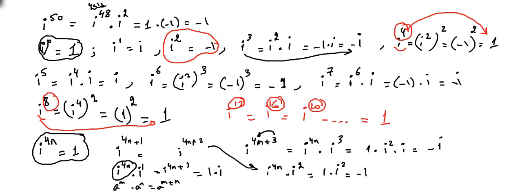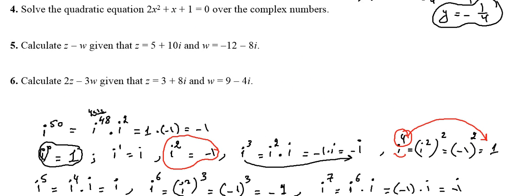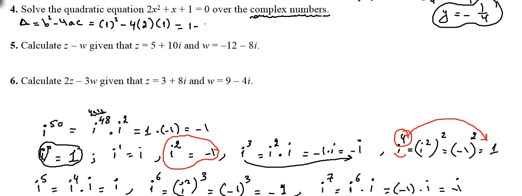Let's do number 4. We have to solve the quadratic equation 2x squared plus x plus 1 equals 0 over complex numbers, so not real numbers. We have more complex roots here. We directly find delta. It's a quadratic equation, and delta is b squared minus 4ac. B is equal to 1, so it's 1 squared minus 4 times a, which is equal to 2, and c is also equal to 1. So 1 squared is 1, minus 4 times 2 times 1 is 8.